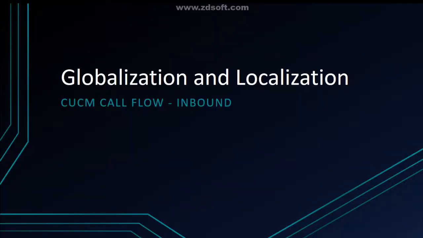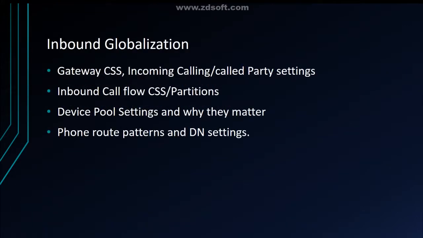So I've pulled up my little PowerPoint here, and like I said, we're talking about the call flow inbound today. We're going to take a quick look at what's going on. First, we're going to look at the gateway, how the calling search space on that gateway works for the incoming calling and called settings. We're going to take a look at the inbound call flow within Call Manager, with how those calling search spaces and partitions work. And we're going to look at the device pool settings and why that matters. If you've seen my call flow, you already kind of know where this is going. And then the phone route patterns and DN settings, and how this all ties in for inbound call flow.